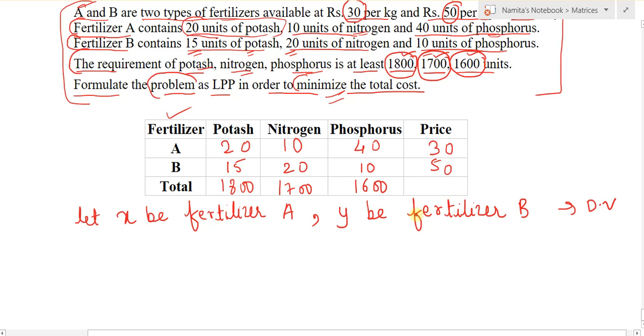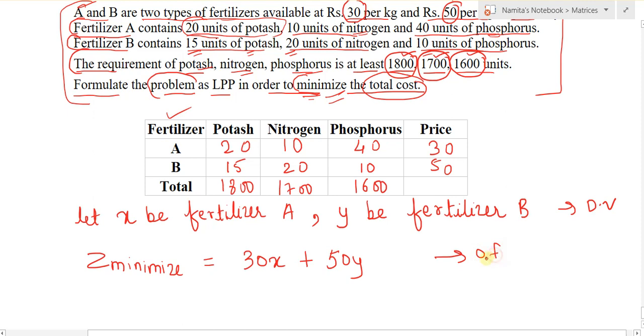Now after finding the decision variable, we have to find the objective function. So now what is the objective? Objective is to minimize the total cost. Basically, we have to minimize what? The price. So this is our objective function. So here, write Z minimum is equal to, what is the price of fertilizer A? 30x. Why am I writing x? Because we have considered fertilizer A as x. Plus the fertilizer B price is how much? 50y. This is our objective function.